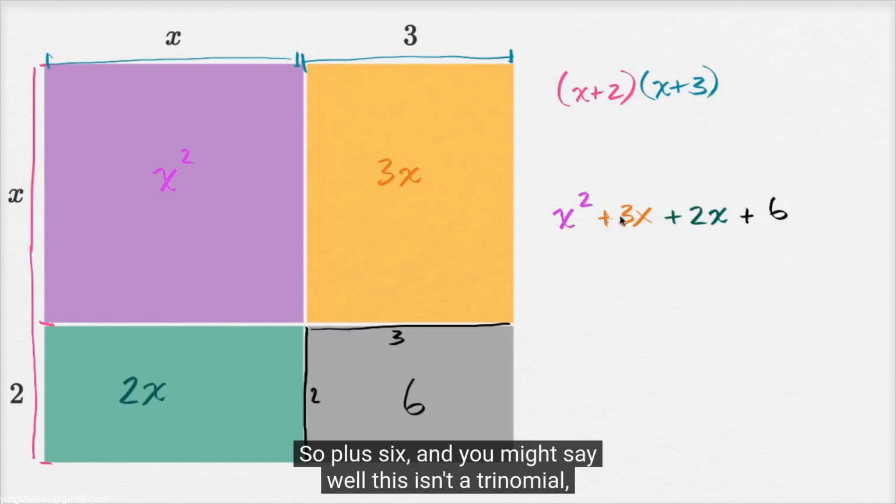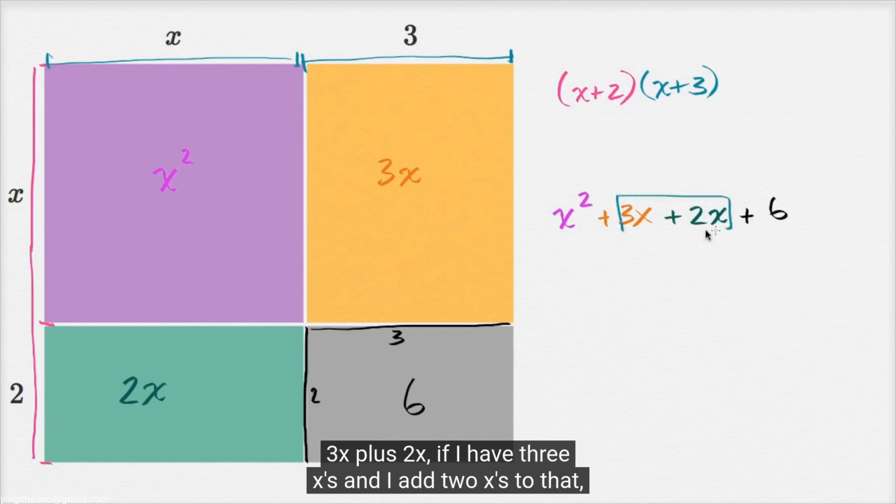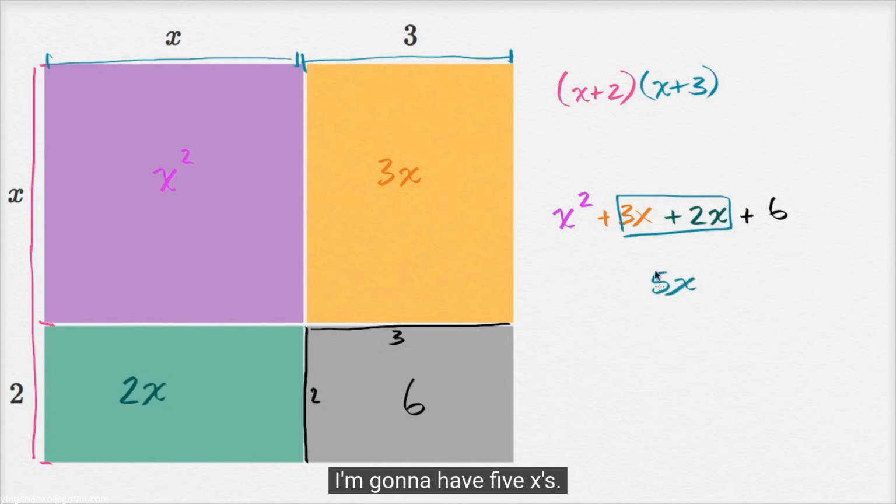And you might say, well, this isn't a trinomial. This has 4 terms. But you might notice that we can add these middle 2 terms, 3x plus 2x. If I have 3 x's and I add 2 x's to that, I'm going to have 5 x's. So this entire thing simplifies to x squared plus 5x plus 6.